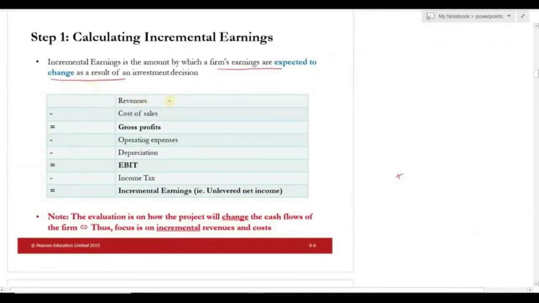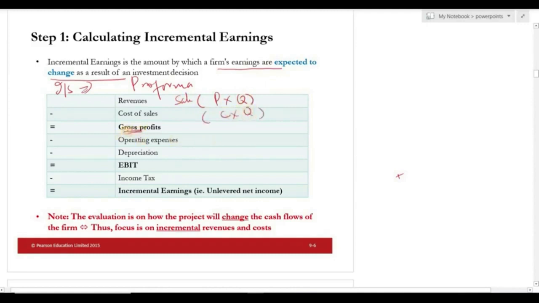So how do we start it? This is the income statement. This is called the pro forma of the income statement, where we actually expect, because we don't know what our cash flows would be, right? So revenue, how do we get it? Revenue is also called sales, so it could be calculated as price times quantity. Cost of goods sold is C times Q, right?